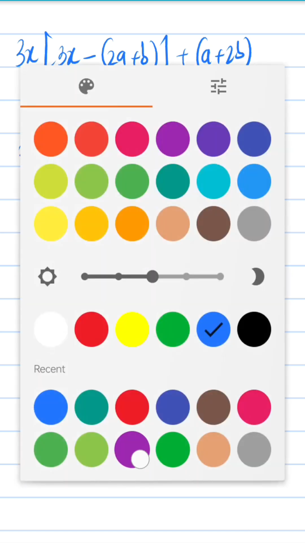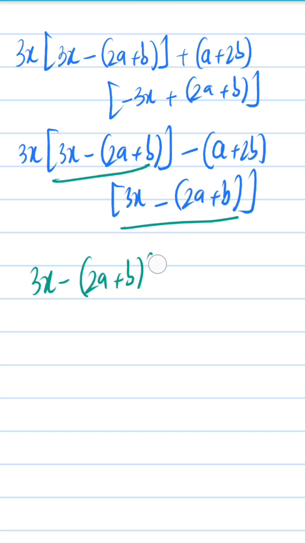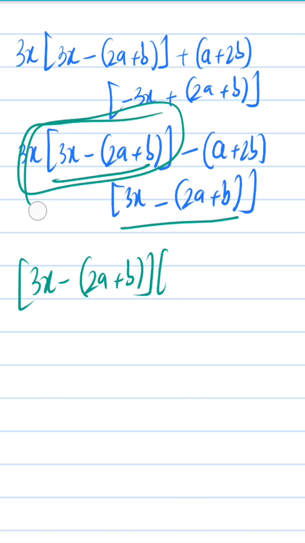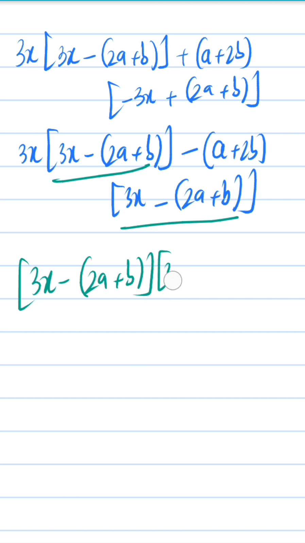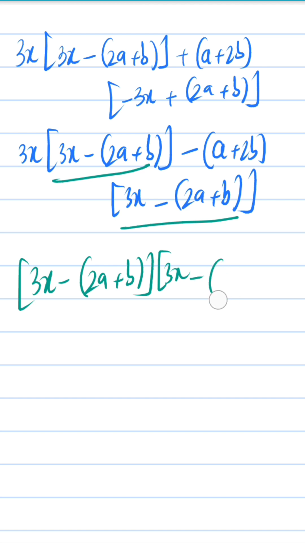Now if you see this and this, they are the same, so they can be taken as common. 3x minus 2a plus b is common. So from here if you take 3x minus 2a plus b as common, only 3x will be left. And from here, if you take this part as common, then minus into a plus 2b will be left. Okay, so this is the final answer.